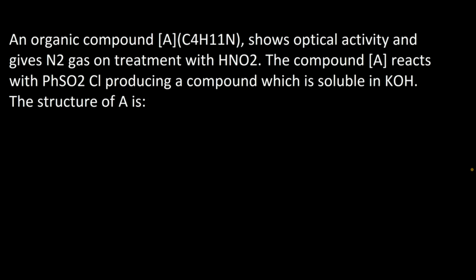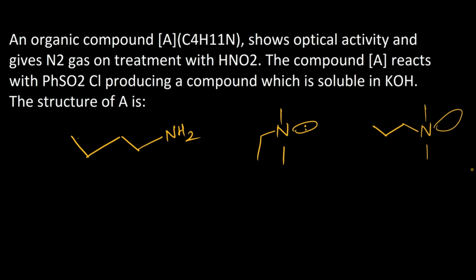An organic compound A, C4H11N shows optical activity and gives N2 gas on treatment with nitrous acid. Compound A reacts with PhSO2Cl, producing a compound which is soluble in KOH. The structure of A is. So the options given are an amine, then N with 2 methyl groups and 1 ethyl group, and this, and option D is a primary amine.